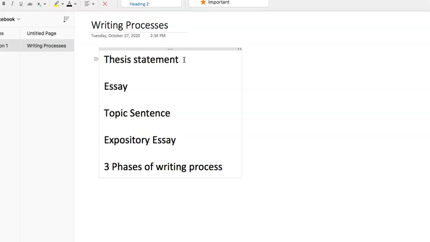So the thesis statement is an opinion that will later be backed up by facts. It should not contain facts in and of itself, though, right? So when we're looking at thesis statement, opinion, not facts. Okay, thesis statement can't contain facts.